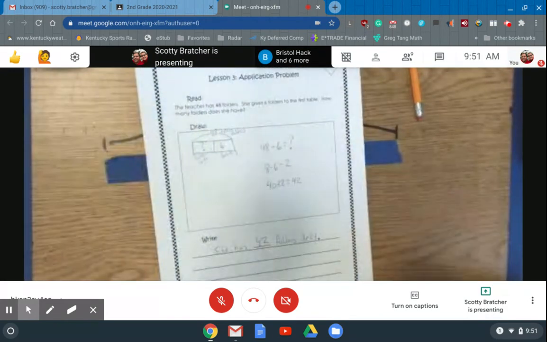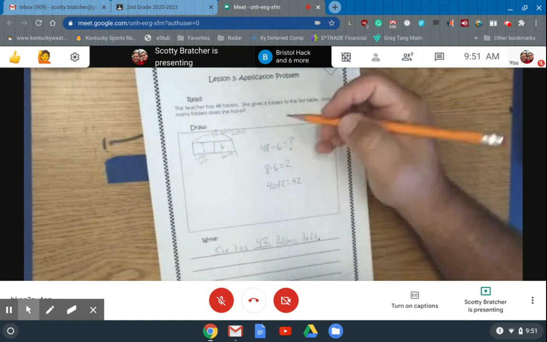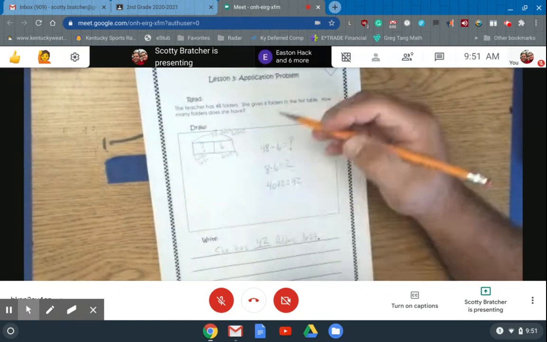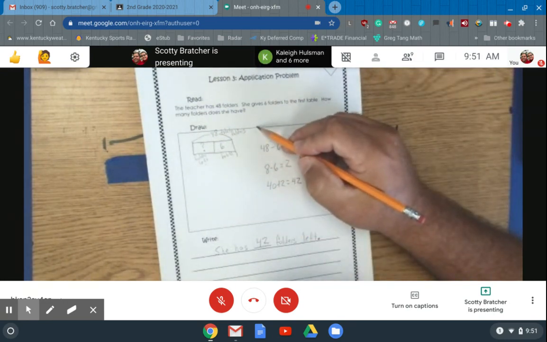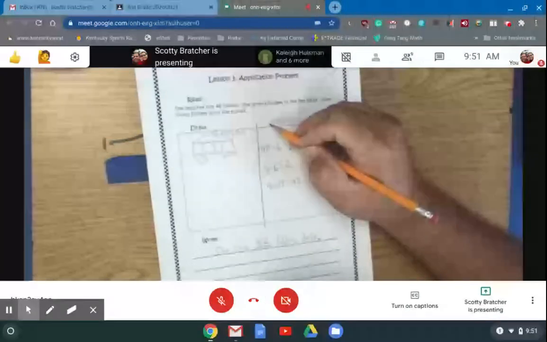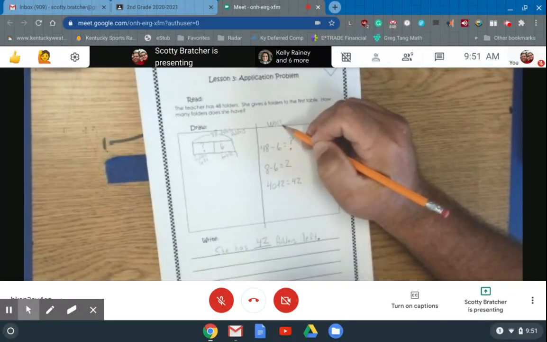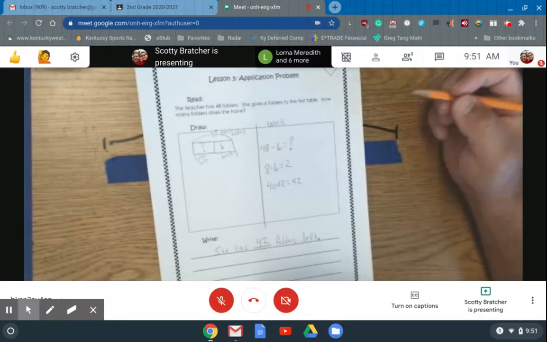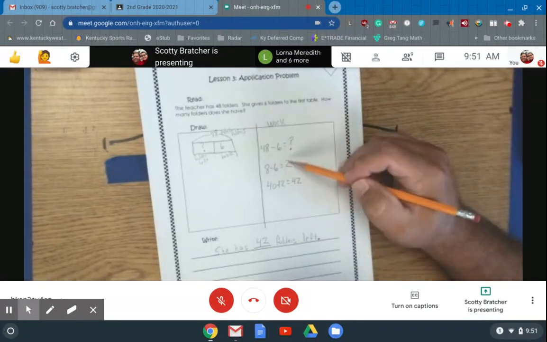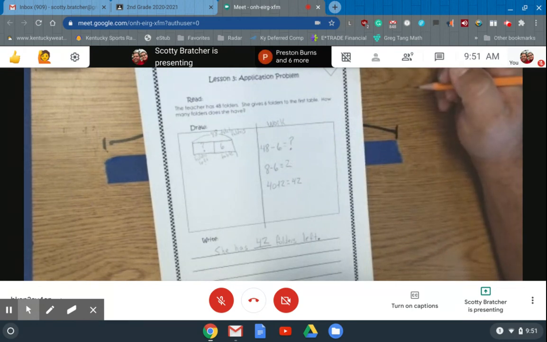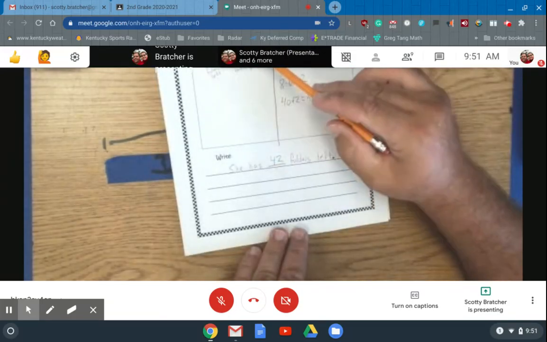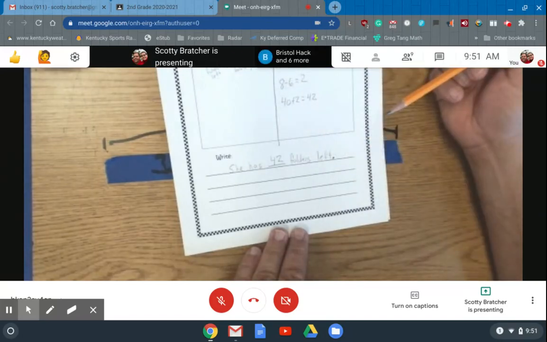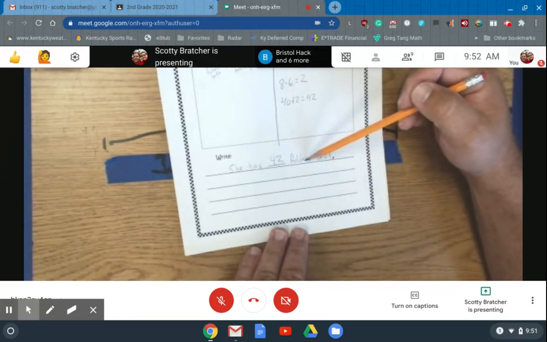And then we did our work. So it says draw and write, but this piece of paper kind of left out the work part. When we get back to school, I'll probably draw a line here and I'll put your work. This is where you do the work. And your work is actually where you did addition or subtraction. And you showed me your work. And then your write, you're just going to restate this question, you're just going to answer the question. And we did that. She has 42 folders left.